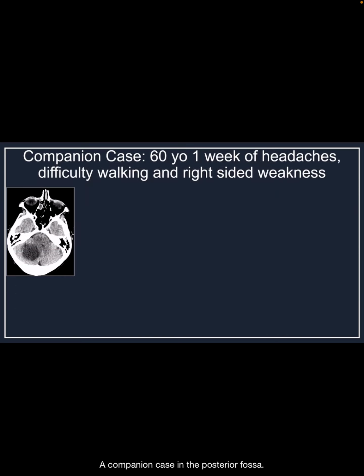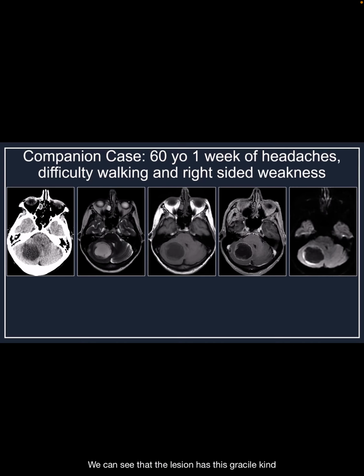A companion case in the posterior fossa: this is a 6-year-old who's coming in with 1 week of headaches, difficulty walking, and right-sided weakness. We can see that this patient has an obvious abnormality within the right cerebellum, and it looks kind of cystic, particularly on the CT examination. On MR, we can see that the lesion has a very thin, gracile rim of enhancement around the periphery. That rim of enhancement also demonstrates some diffusion restriction along the solidly enhancing part of the mass. And we can see a small adjacent daughter lesion just next to the dominant mass. So we're going to be thinking about multiple lesions in the posterior fossa.